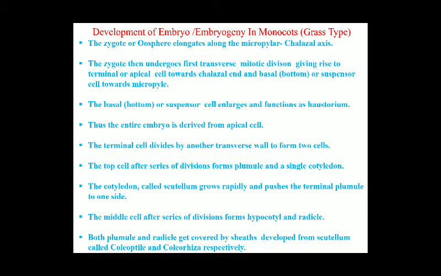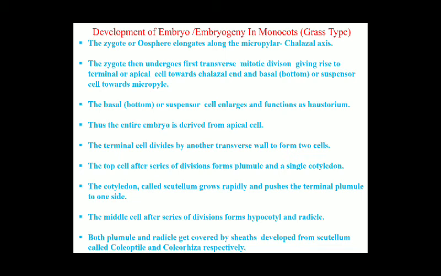The zygote or oosphere elongates along the micropylar-chalazal axis, just like in the case of dicots, where the zygote prior to divisions elongates along the micropylar-chalazal axis. It undergoes the first transverse mitotic division and gives rise to the terminal or apical cell towards the chalazal end, and the basal cell or suspensor cell towards the micropyle. Remember, this is very much important.